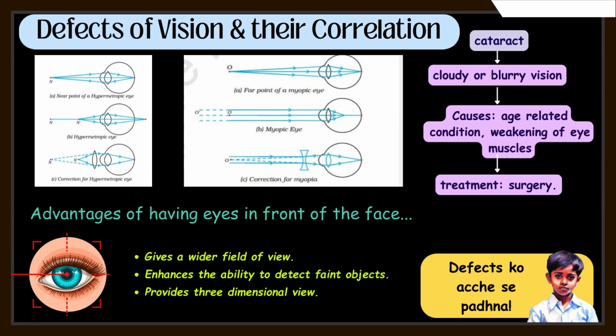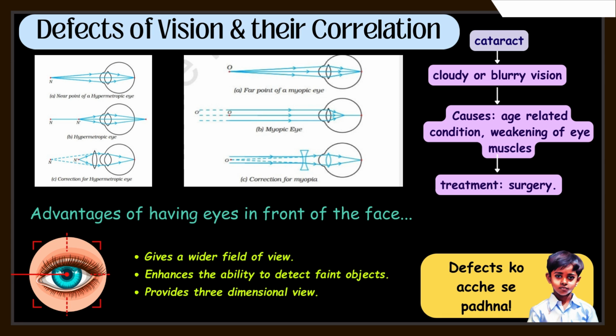On the other hand, in myopia or nearsightedness, the image of distant objects forms in front of the retina, due to an elongated eyeball or overly curved lens. Here, we use a concave lens, which diverges the incoming light rays so they focus correctly on the retina.